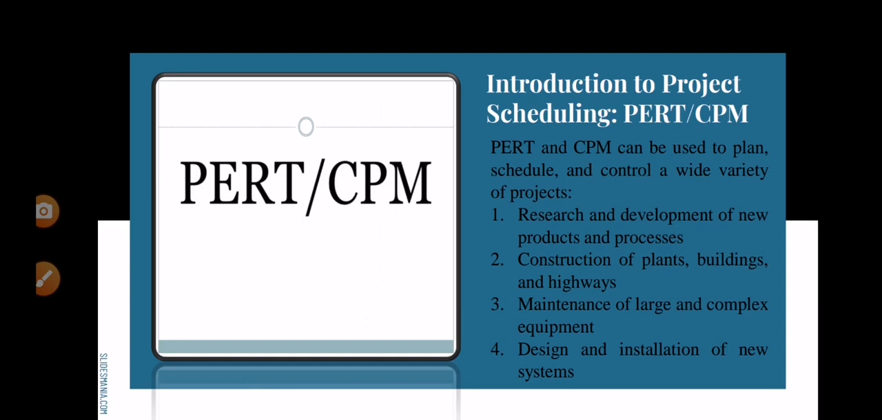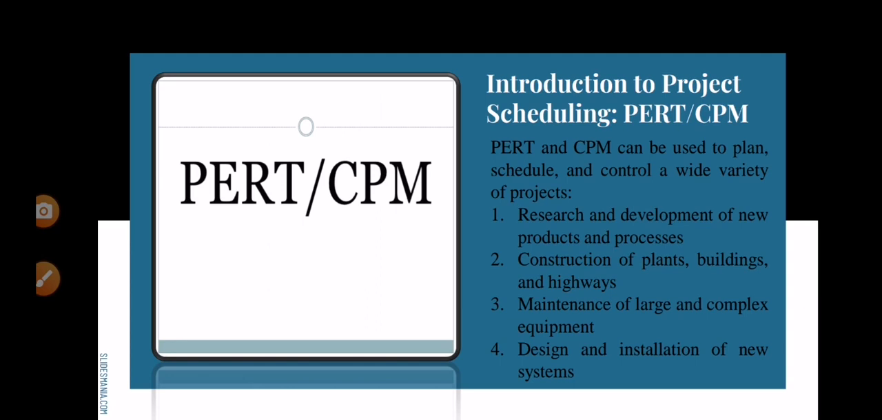Now let us have the introduction to project scheduling, PERT or CPM. In many situations, managers are responsible for planning, scheduling, and controlling projects that consist of numerous separate jobs or tasks performed by a variety of departments and individuals. Often, these projects are so large or complex that the manager cannot possibly remember all the information pertaining to the plan, schedule, and progress of the project. In these situations, the Program Evaluation and Review Technique, or PERT, and the Critical Path Method, or CPM, have proven to be extremely valuable. PERT and CPM can be used to plan, schedule, and control a wide variety of projects.